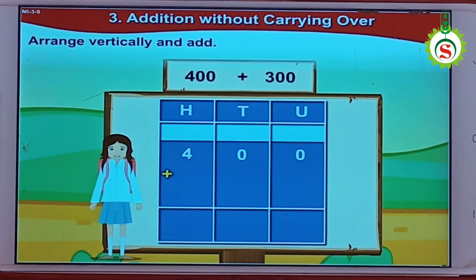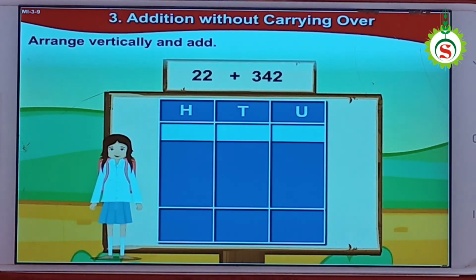Plus 300 would be 300, 0 tens, 0 units. Now the units column. 0 unit plus 0 unit is 0 unit. 0 tens plus 0 tens is 0 tens. 400 plus 300 is 700. Which means the answer is 700.